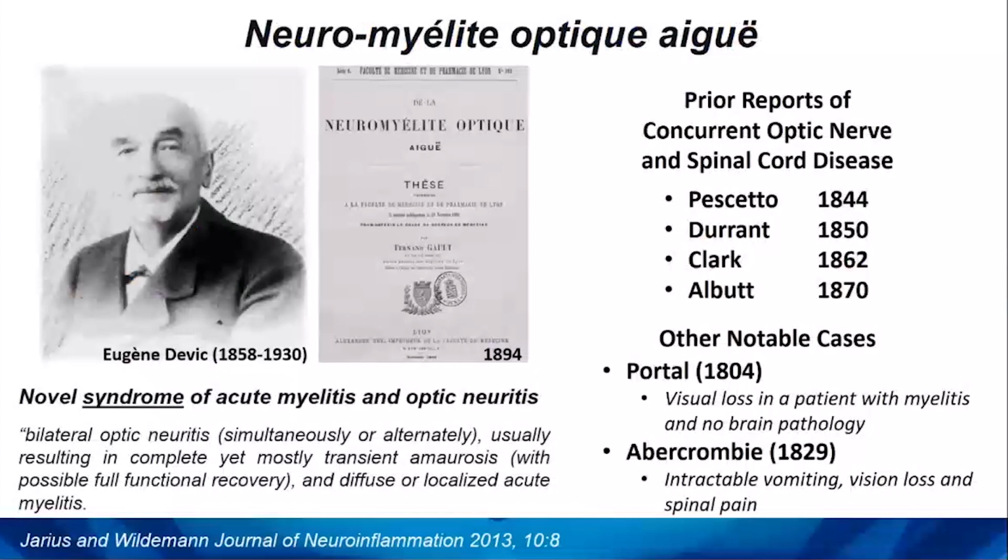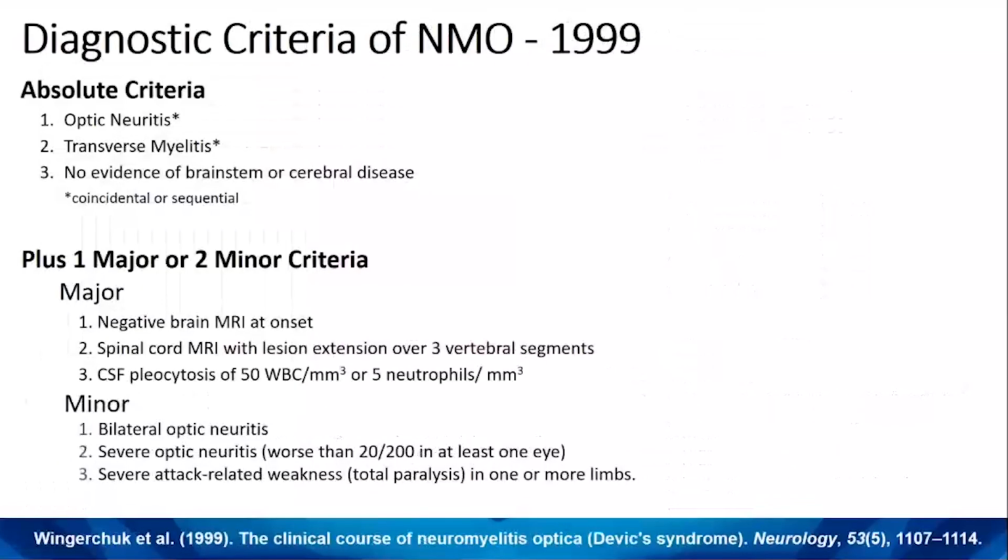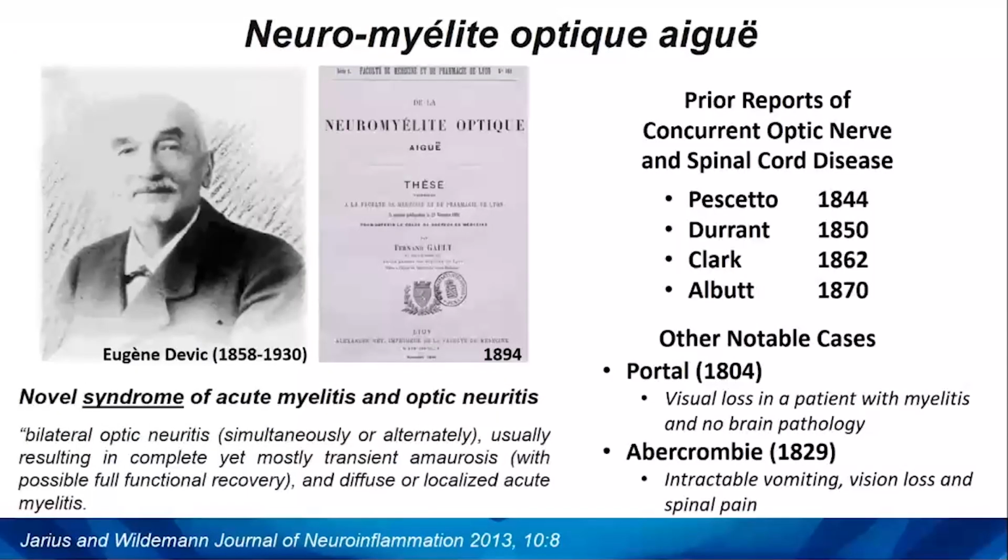And we're going to start with neuromyelitis optica, which is neuromyélite optique aiguë, as described by Eugène Devic in about 1894. And he described it as bilateral optic neuritis, either both eyes or one eye alternatively, usually resulting in complete yet mostly transient severe vision loss, and fully, but not necessarily fully, recovery with diffuse or localized myelitis, or inflammation of the spinal cord. As in most cases of medicine, he really wasn't the first to describe it.